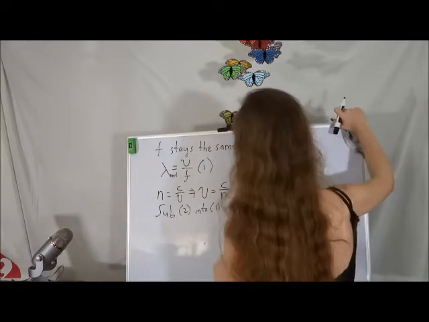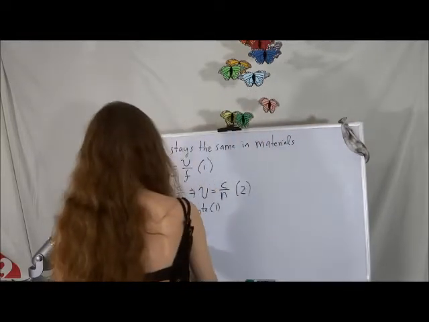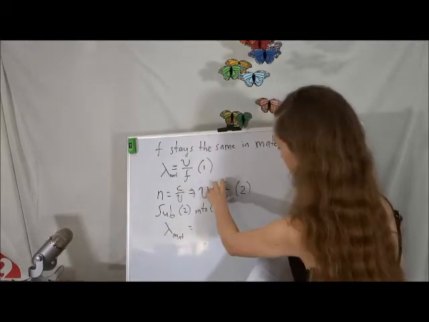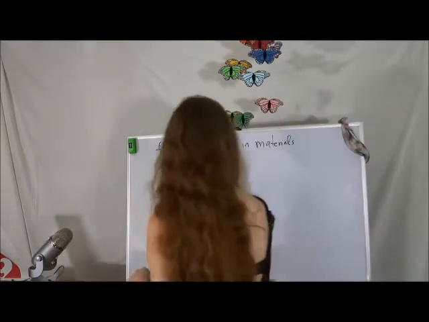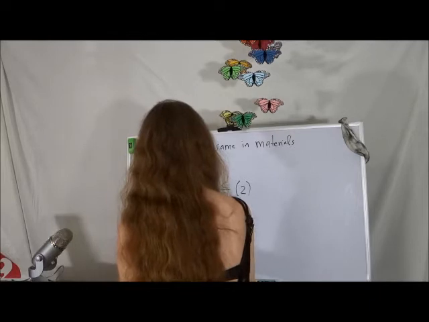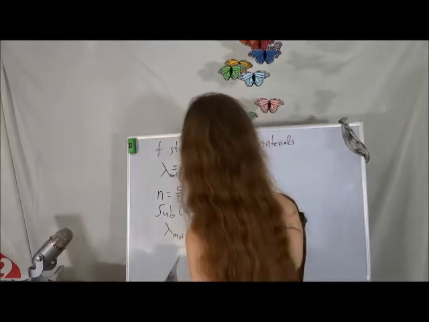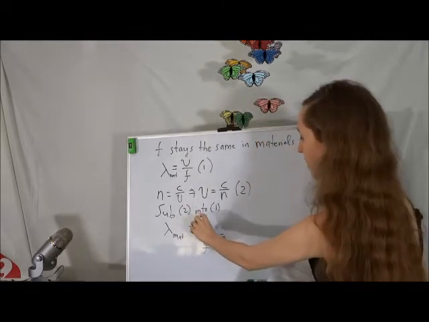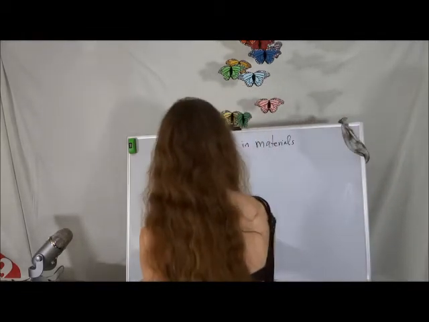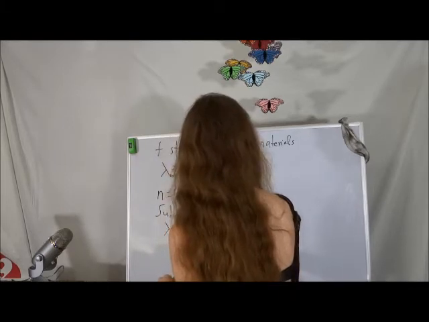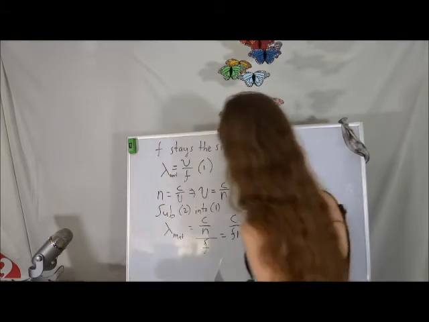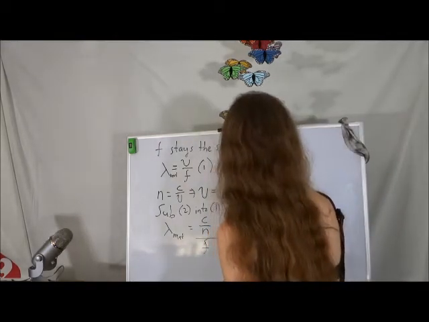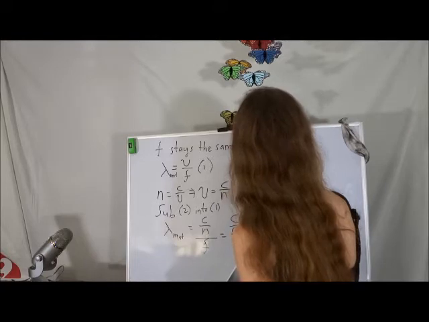And what are we going to get? Well, we're going to have lambda in material is equal to, now we're going to put c over n in place of v. So we're going to have c over n, that whole thing divided by our frequency f. Well, this is the same thing as c over n times 1 over f, so we can rewrite this as c over f n. Now let's factor out 1 over n. So we're going to have 1 over n times c over f.